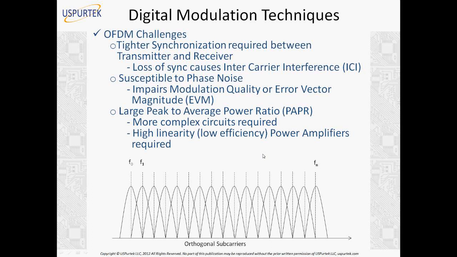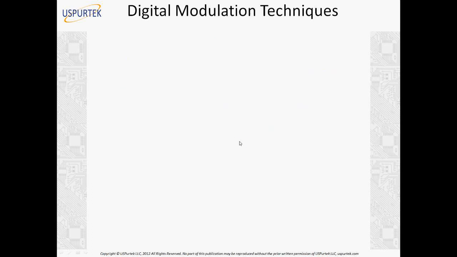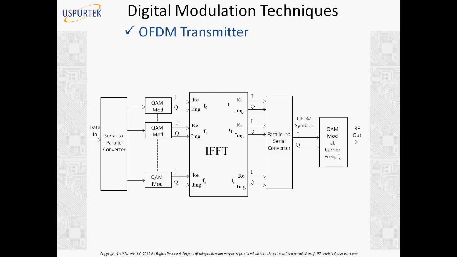You have the data coming in, serial data coming in at the left side. Then you have a serial to parallel converter, because remember we need to have multiple parallel data streams based on the number of subcarriers. Then we have a QAM modulator for each of them, which gives us an output of I and Q frequencies, the subcarriers here. So these are actual subcarrier frequencies.